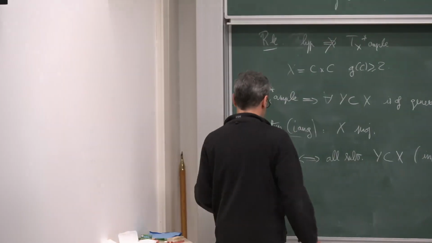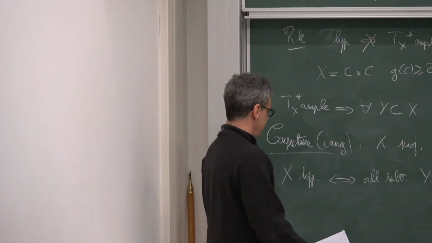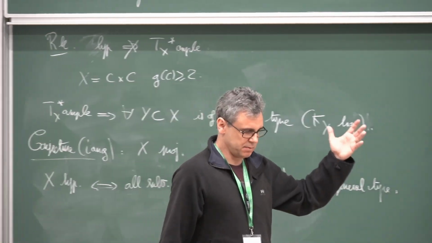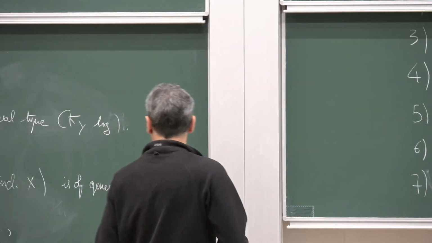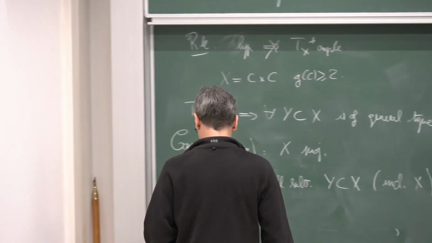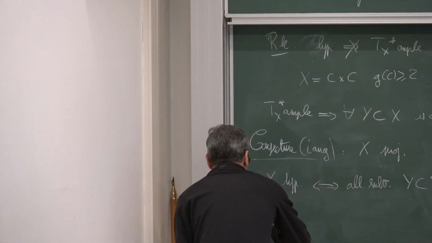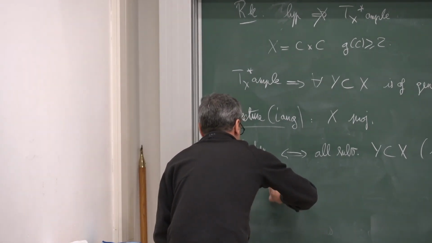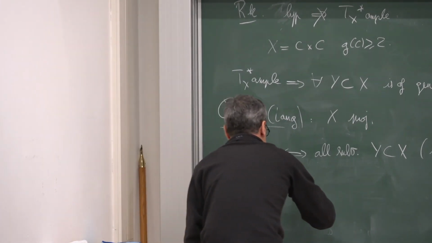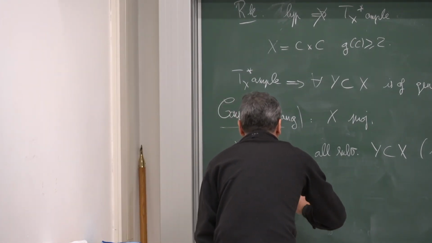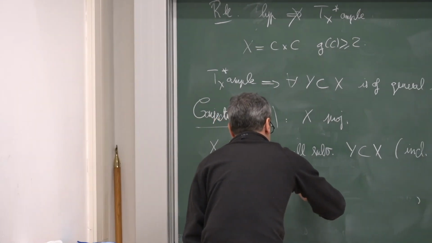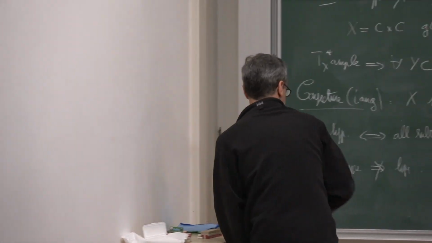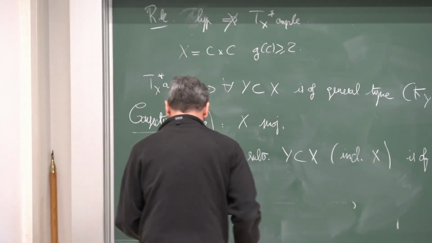Okay. And one could think, is it possible to relax that and maybe ask that only X is of general type? No, this is not true. So general type does not imply hyperbolic. Okay, this is very easy.